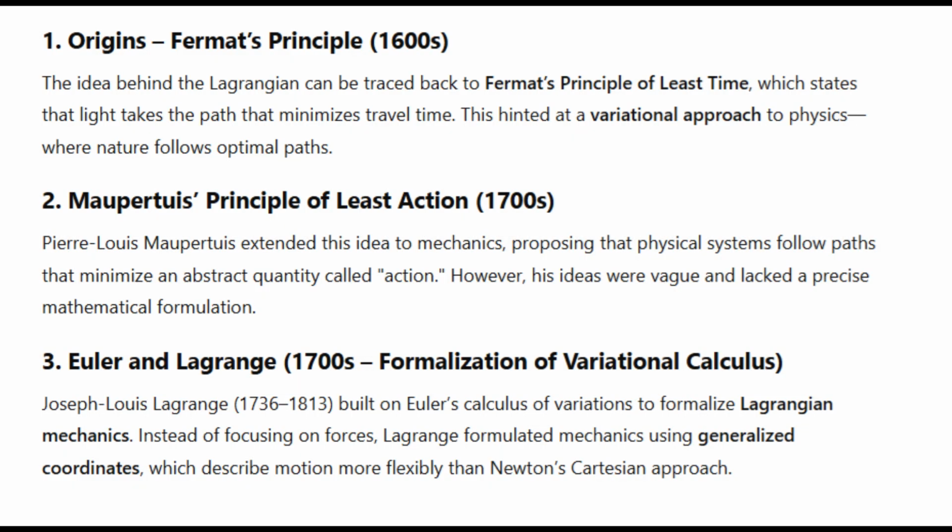1. Origins, Fermat's principle, 1600s. The idea behind the Lagrangian can be traced back to Fermat's principle of least time, which states that light takes the path that minimizes travel time. This hinted at a variational approach to physics, where nature follows optimal paths.